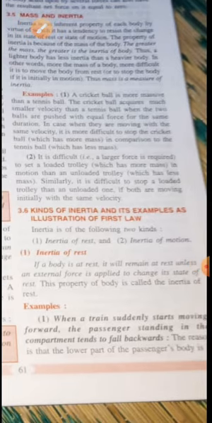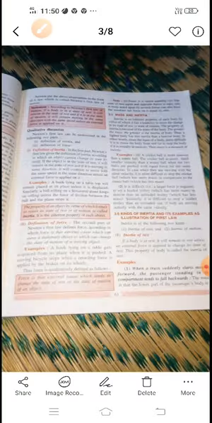So let us see. When a train suddenly starts moving forward, the passenger standing in the compartment tends to fall backwards. Why? Imagine you are sitting inside a train. Actually, the train is in motion, but the passenger is in inertia of rest. So what will happen? He will go backward, which means the person tries to stay in inertia of rest. He doesn't want to change his state. So this is an example of inertia.